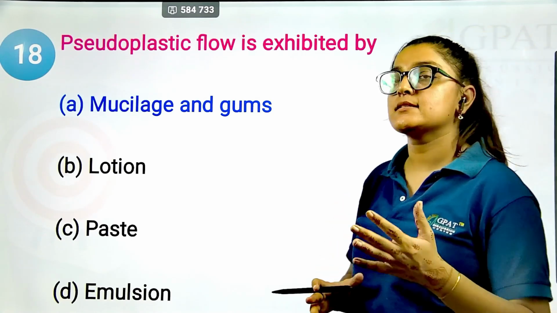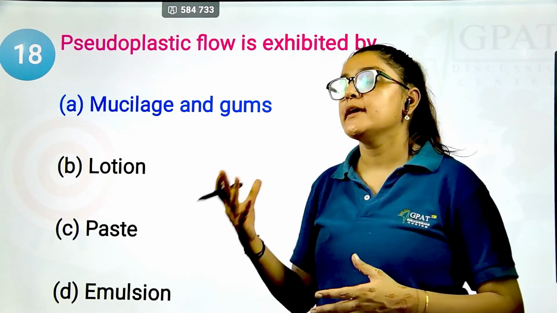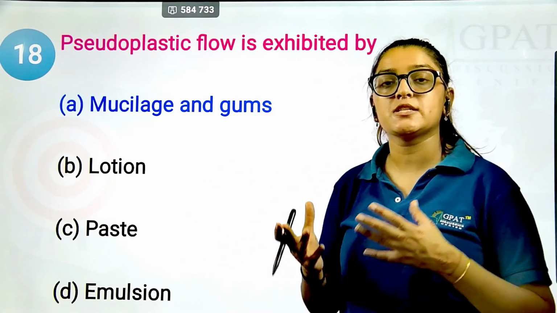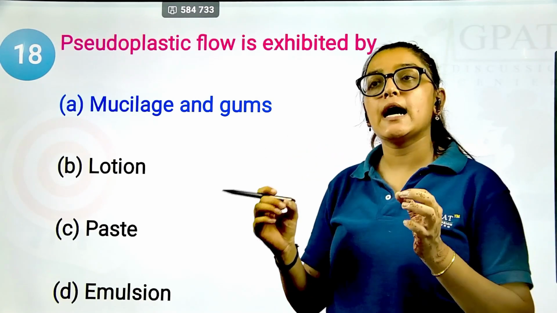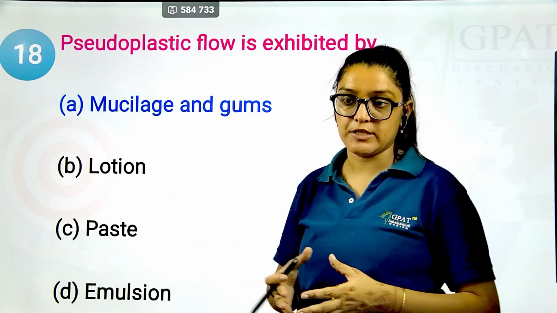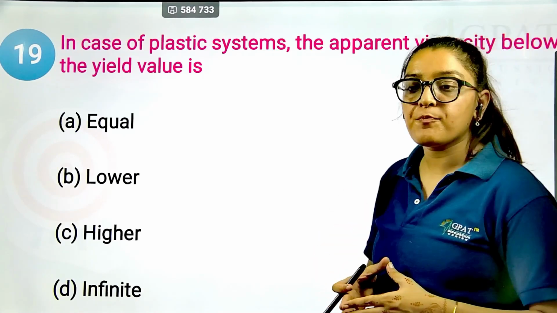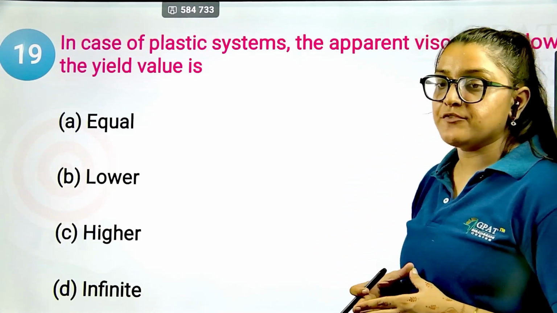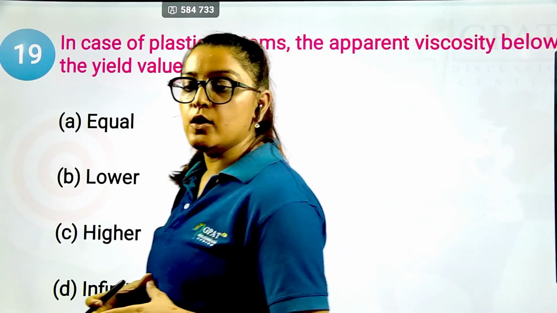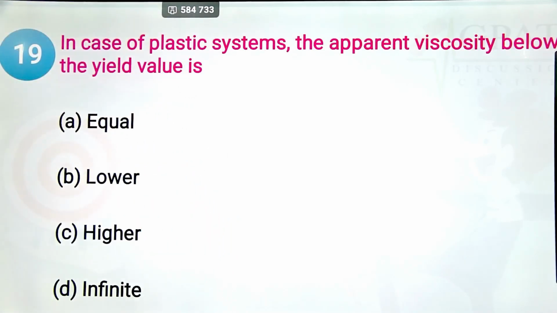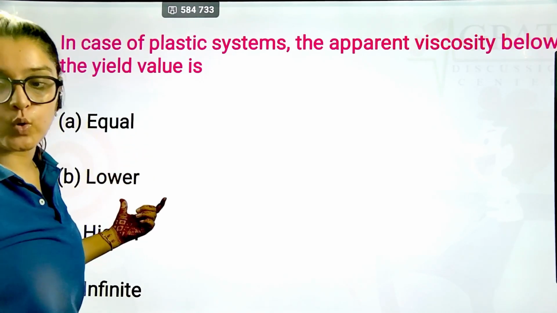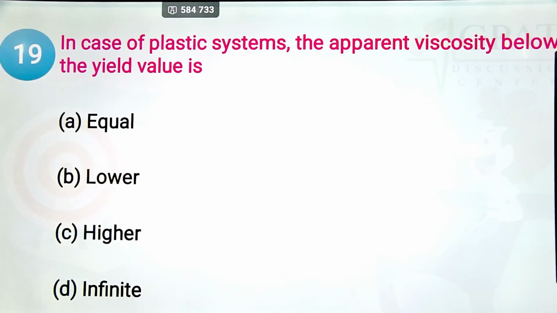system. In the plastic systems, we have flocculated suspension. In the pseudoplastic, we have gums, mucilages. In the dilatant, we have our deflocculated systems. Okay. Next, in the case of plastic system, the apparent viscosity below the yield value is equal, lower, higher or infinite.